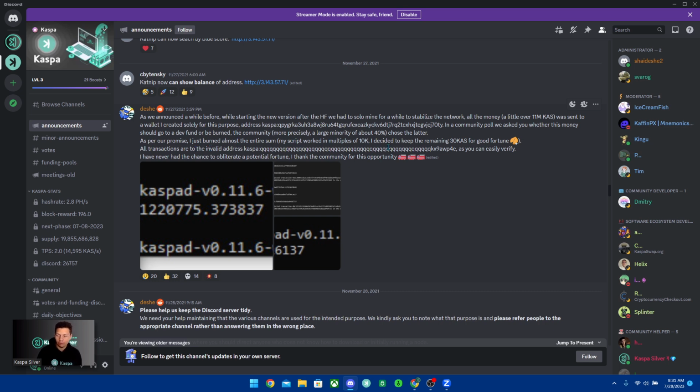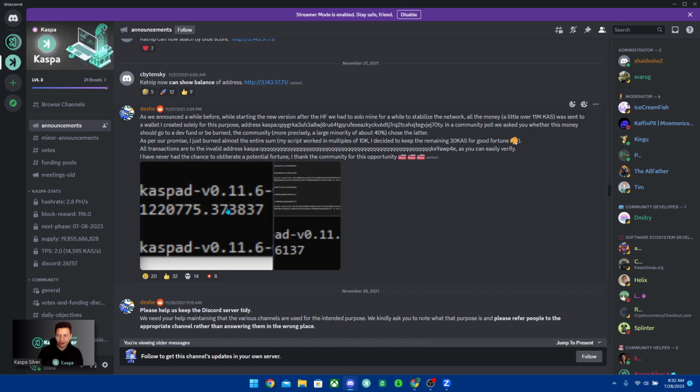My script worked in multiples of 10K. I decided to keep the remaining 30 Kas for good fortune. All transactions are to the valid address, Kaspa, and then a ton of Qs. As you can easily verify, I have never had the chance to obliterate a potential fortune. I thank the community for this opportunity.